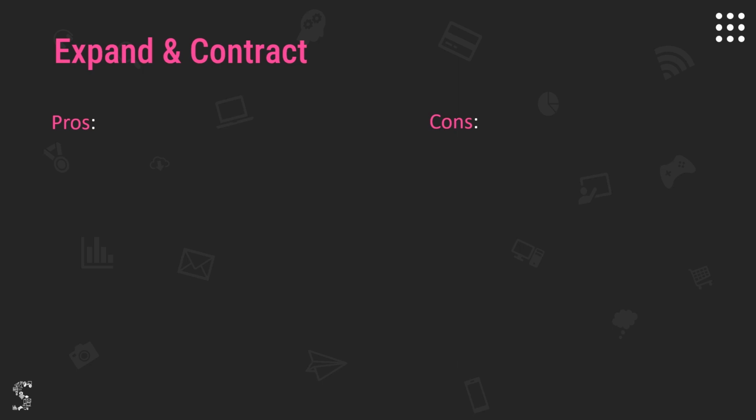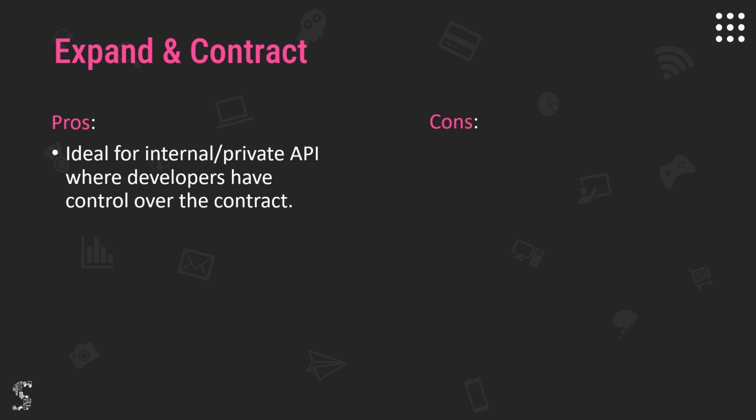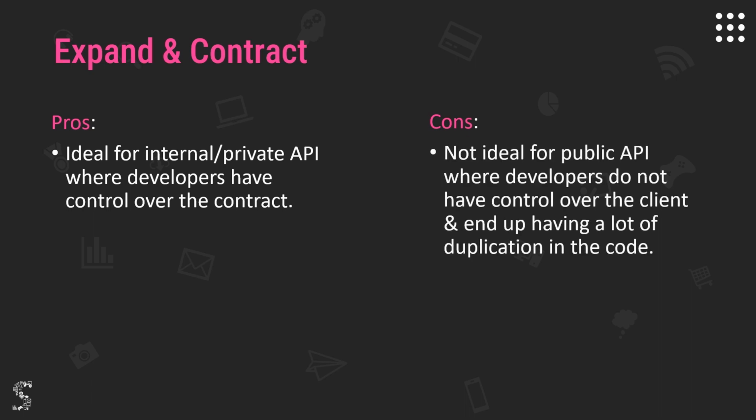The pro of using expand and contract is that it is ideal for internal or private APIs because developers have control over the contract. We can ask for the commitment of the clients in our internal system to upgrade their version of the API. And the con is that it is not ideal for public APIs where developers do not have control over the clients, and you end up having a lot of duplication in the code, because we have to maintain two fields, but they are basically referring to the same data.